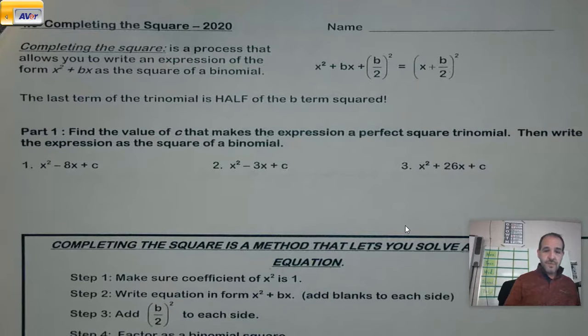Find the value of c that makes the expression a perfect square trinomial. Then write the expression as the square of a binomial. Now that may sound really complicated. There's a whole lot of math lingo going on here. You're like, a perfect square trinomial, square of a binomial, what are they asking? This is all we're going to do, okay?